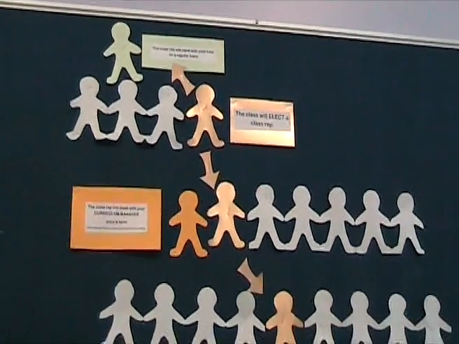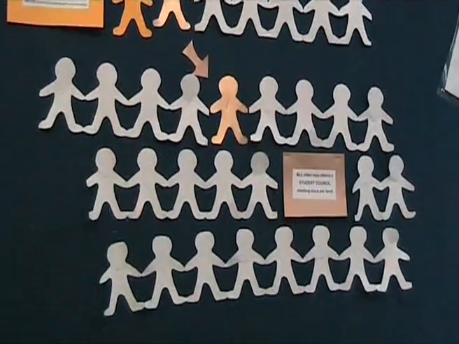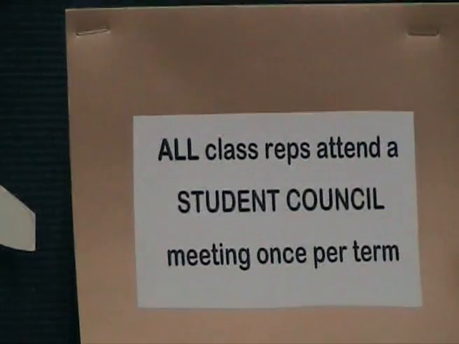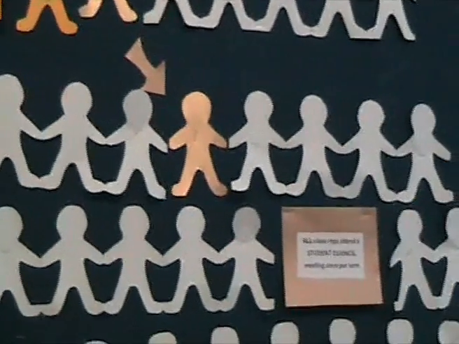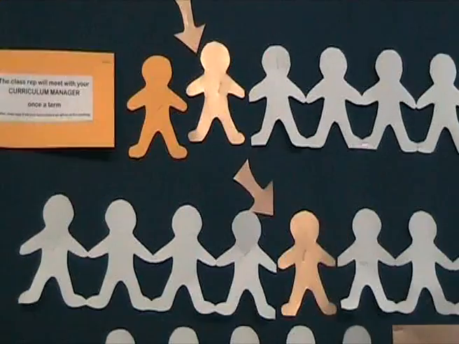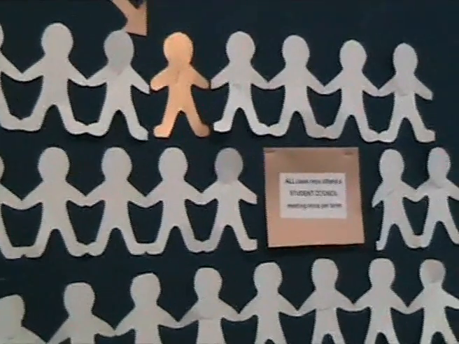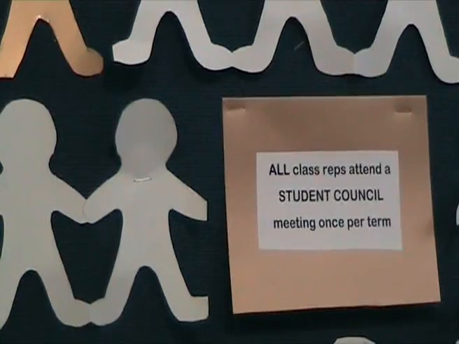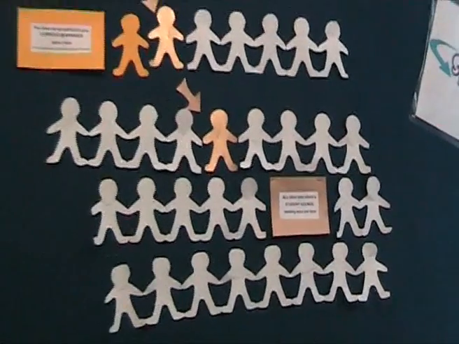Then after that, all class reps get to go to student council. At student council, it's where you'll discuss college issues and also student union matters. It's where you can make sure that we're doing our job and representing you as effectively as we possibly can be. Every class rep is allowed to go to student council. All class reps are meant to go to student council.